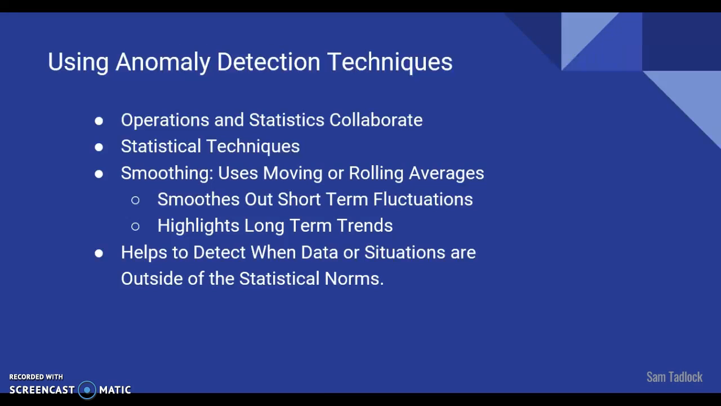One of the things you would do is use a process called smoothing. It uses rolling averages in order to detect anomalies or to manage workflow and operations. Ultimately, smoothing allows you to avoid short-term fluctuations or short-term spikes, and it also helps you focus on long-term trends. So you're not overproducing or underproducing in whatever manner you're trying to detect.